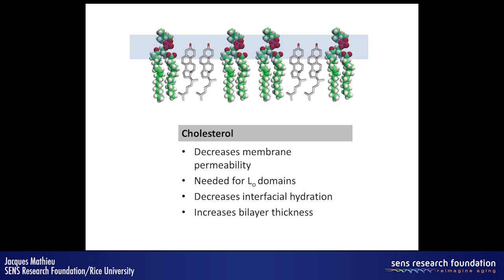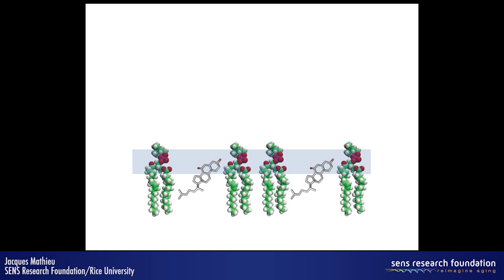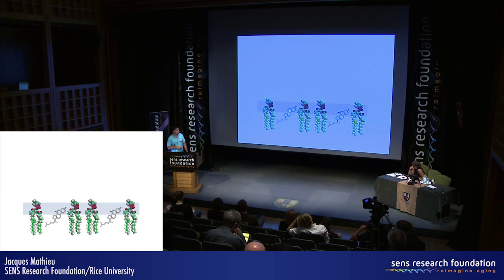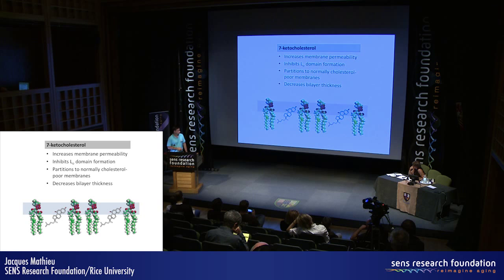On the other hand, oxysterols, such as 7-ketocholesterol, which most of my research has been focused on, because of the additional oxygen moiety that occurs right here on the 7-carbon, actually is oriented at a tilt in the membrane. And what this does is it kind of pushes the phospholipids further apart. It increases membrane permeability, and it also inhibits the formation of those lipid rafts. 7-keto is also known to partition to normally cholesterol-poor membranes and kind of disrupts the normal organizational structure of the membrane that cholesterol would provide.